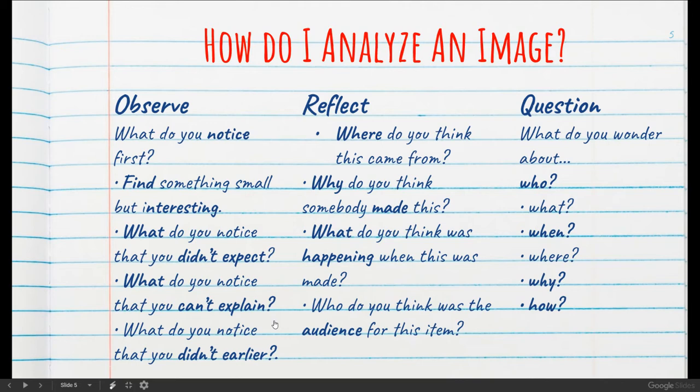And then at the end, if you have any questions that you still wonder about, then that's where you write down the questions that you still wonder about. Any questions that hadn't been answered. So think about the who, what, when, where, why, and how.